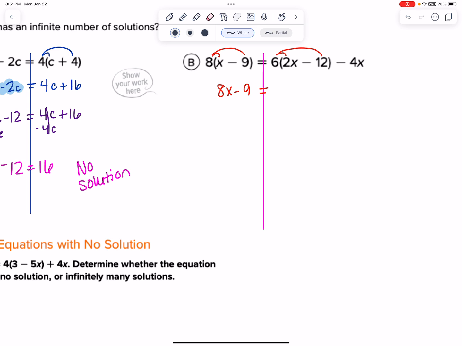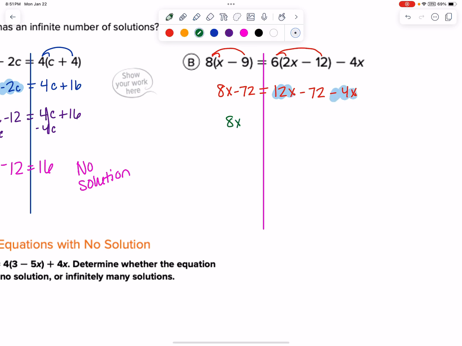So 2 times 6 is 12x minus, and then 6 times 12, oops, not 8x minus 9, silly. Common mistake, remember you don't want to mess that up, 72. 6 times 12 is also 72. And then we have our minus 4x. Let's go ahead and combine like terms, and look what we end up with.